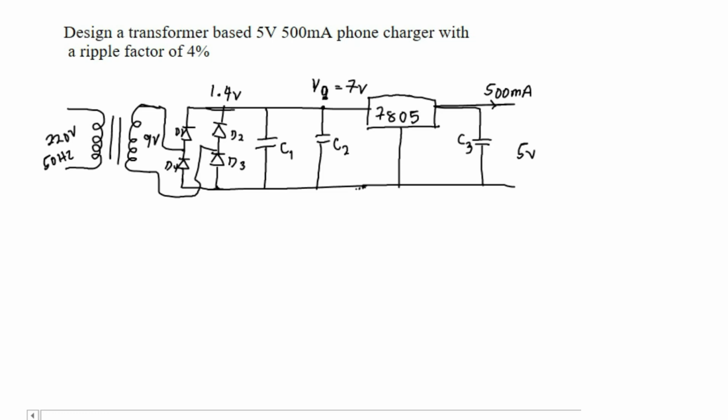So for the transformer, we can say we only need a 220/9 volt transformer, and the current, since the current at the output is 500 milliamp and it is the same current throughout the line, so for tolerance, we can choose a 750 milliamp current transformer.